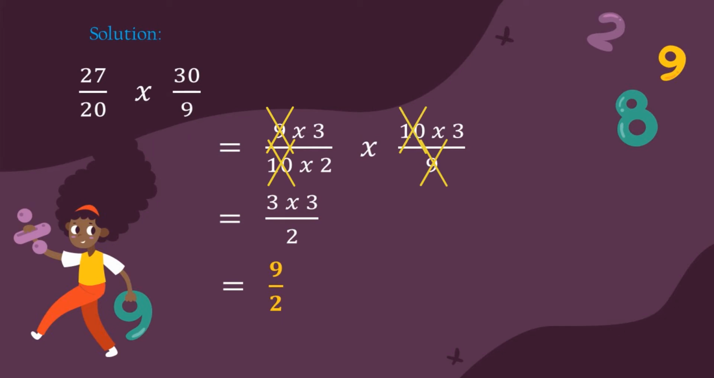Then, copy and multiply the remaining numbers. Sa numerator, ang natirang numbers are 3 times 3. Then for the denominator, ang natirang number is 2. So 3 times 3 is 9, then copy 2. In this way, we can only reduce the numbers without affecting the value. So kahit anong process yung gamitin nyo, we still have the same answer.